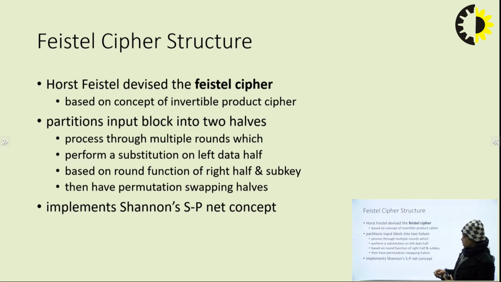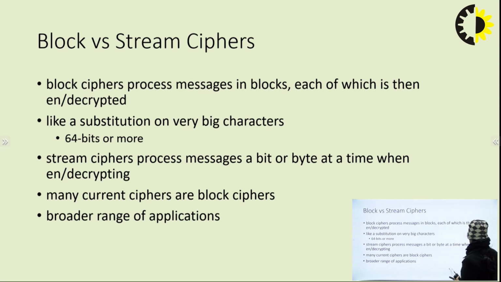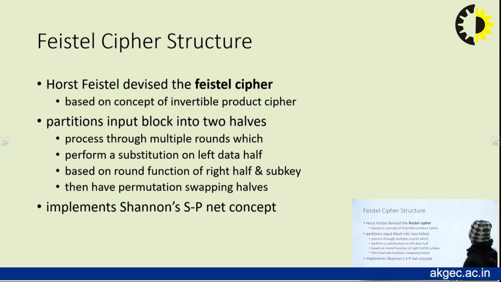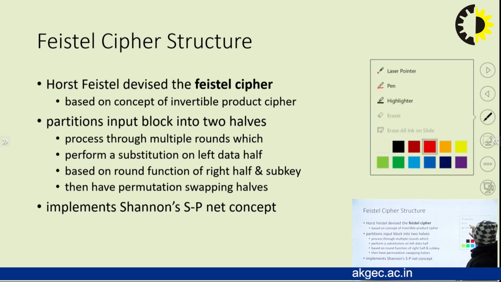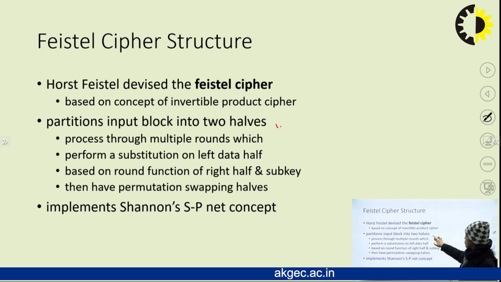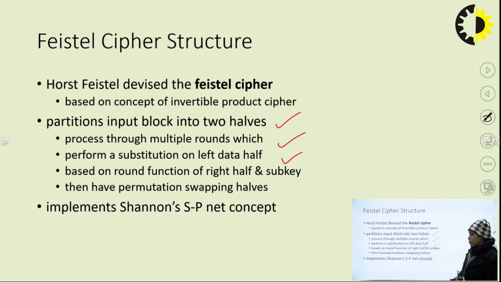In this, the partition of the input block into two halves takes place. Then we process it in the form of multiple rounds, which perform a substitution on the left data half, based on the round function of the right half and subkeys. Then the permutation, swapping of halves, takes place. It is also an implementation of Shannon's SP net concept.